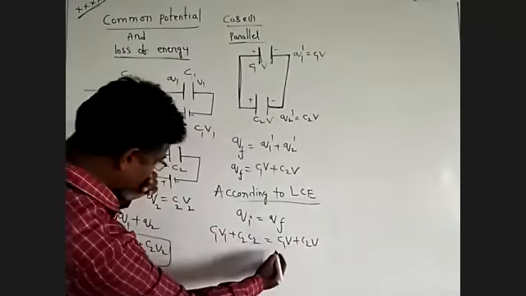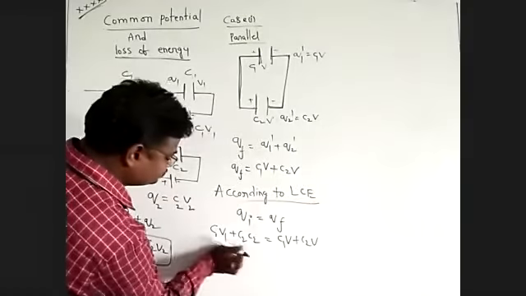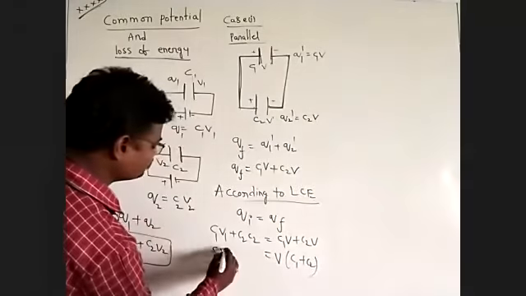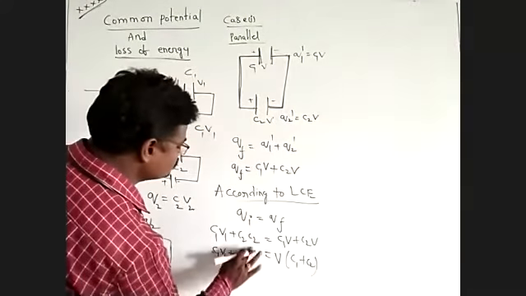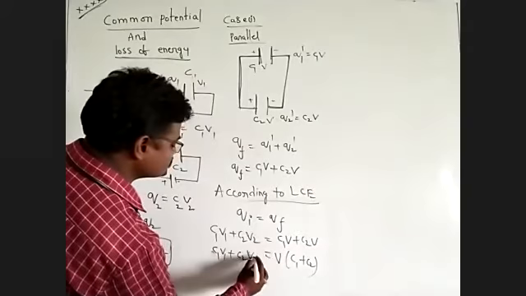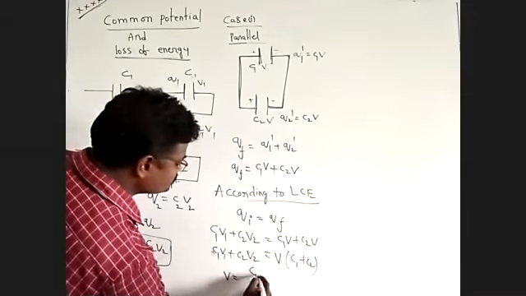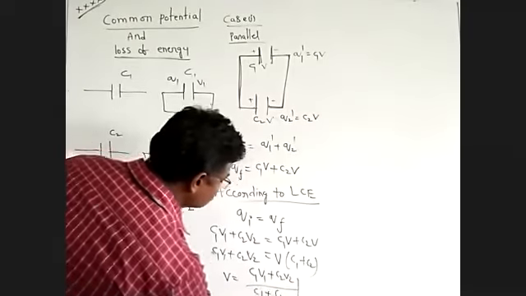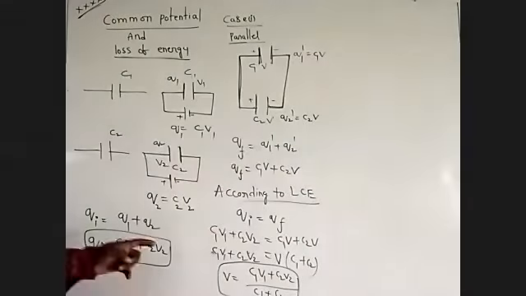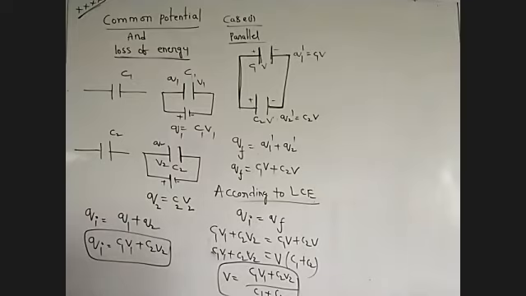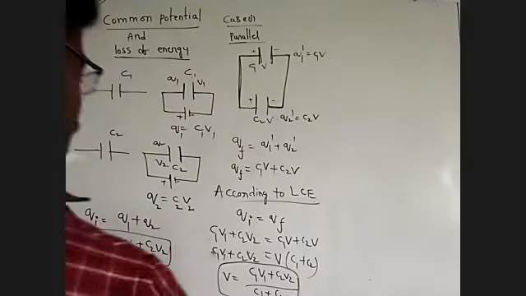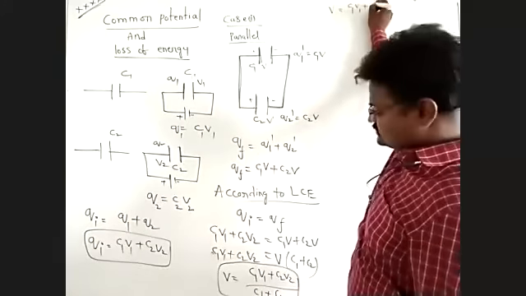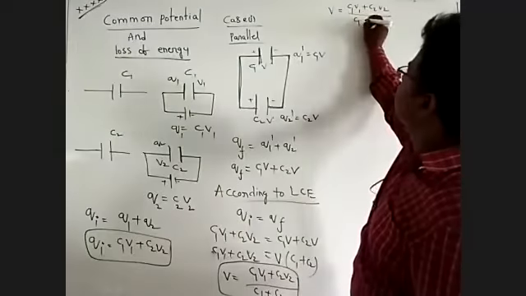What is the common term here? Here the common term is V. So V times C1 plus C2 is equal to C1 V1 plus C2 V2. So V is equal to C1 V1 plus C2 V2 by C1 plus C2. We call this the common potential.